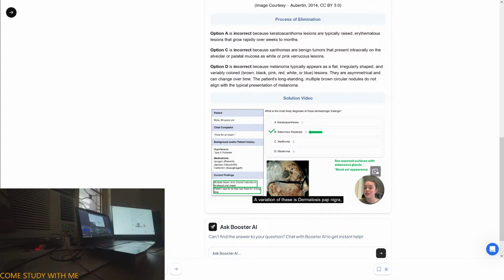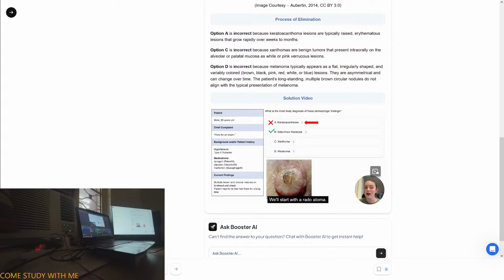A variation of these is dermatosis papulosa nigra, which is just a collection of small seborrheic keratoses that are found in 35% of African Americans. These do not require any treatment. Now, although this is definitely the correct diagnosis for these lesions, let's go through the other answer choices, talk about what they are, and how they're similar and different from seborrheic keratosis.